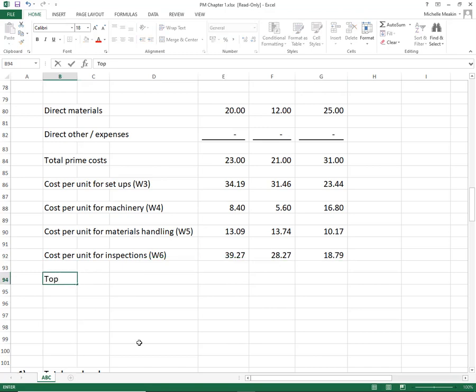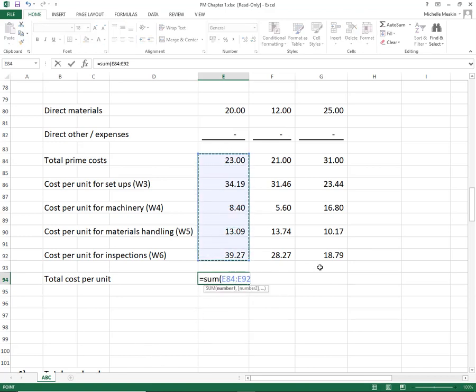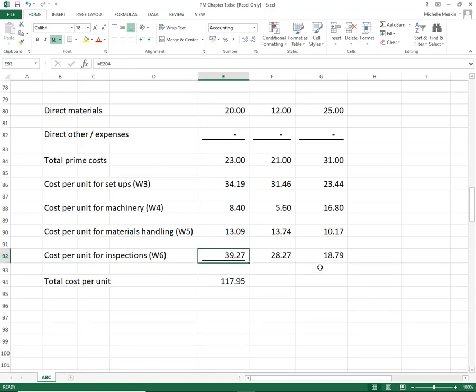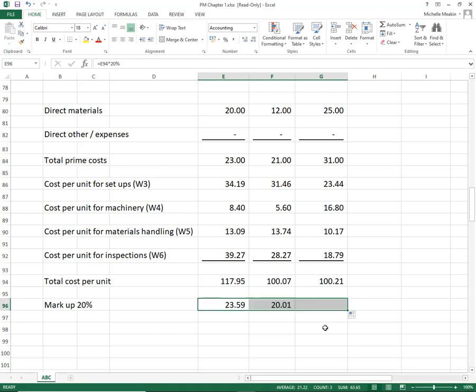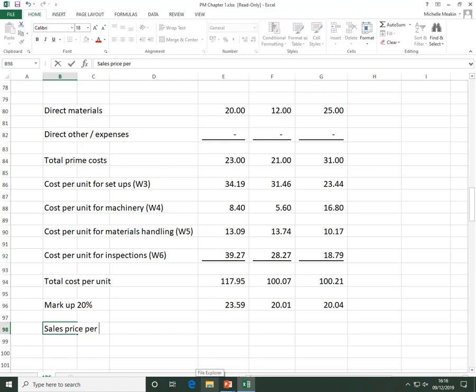When I cast down, I will get my total cost per unit. That is after working out an overhead absorption rate for every activity the business undertakes. So it is a lengthy process. Once I have the total cost per unit, I will apply my markup of 20%, which is 20% of the cost to produce. And that will then give me my sales price per unit.